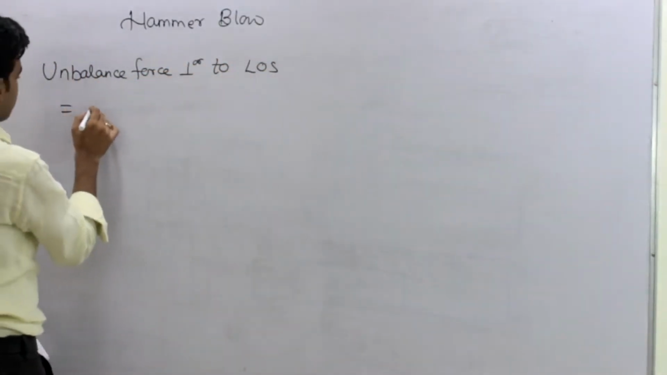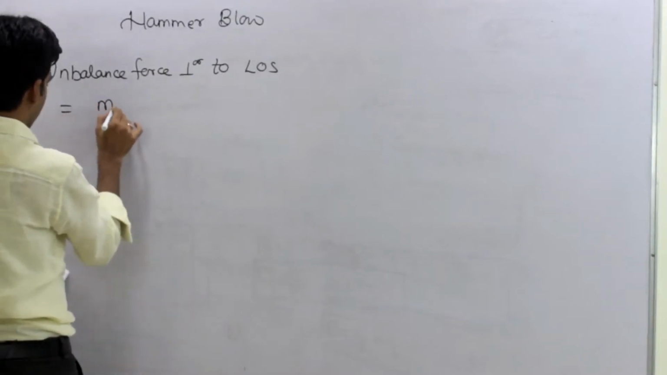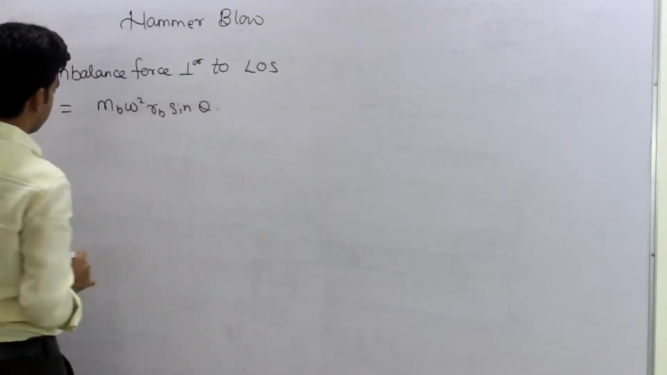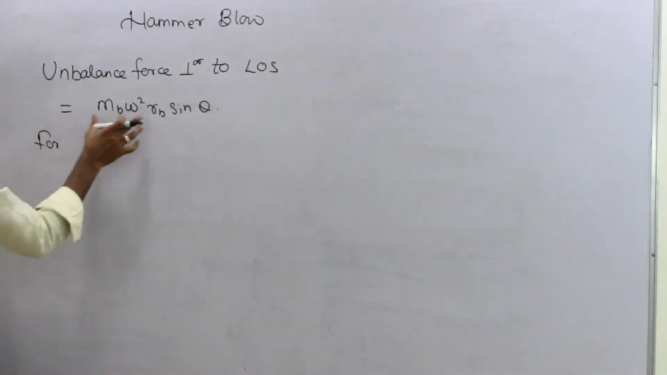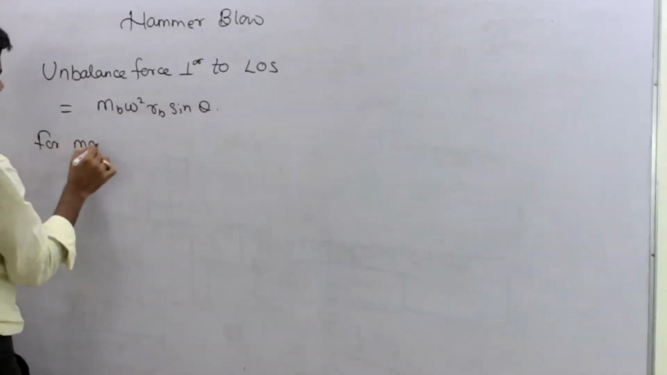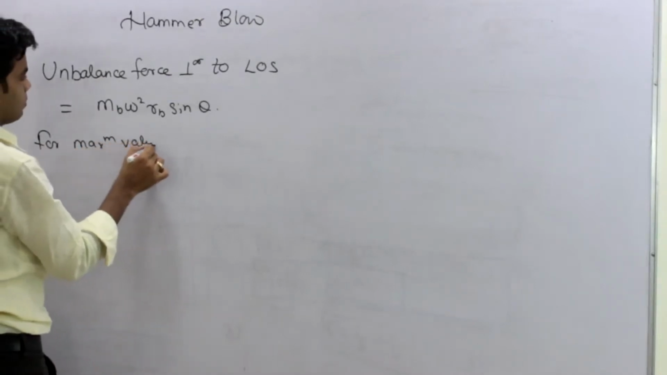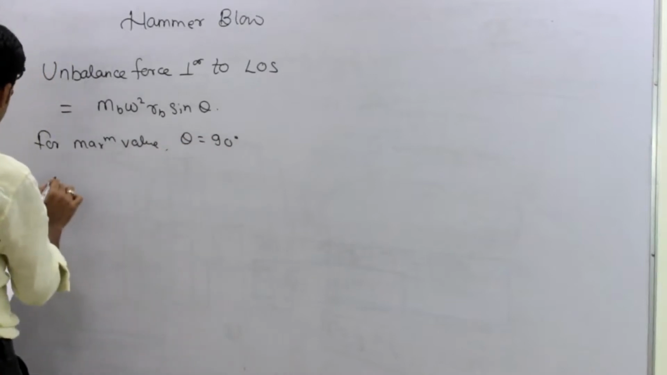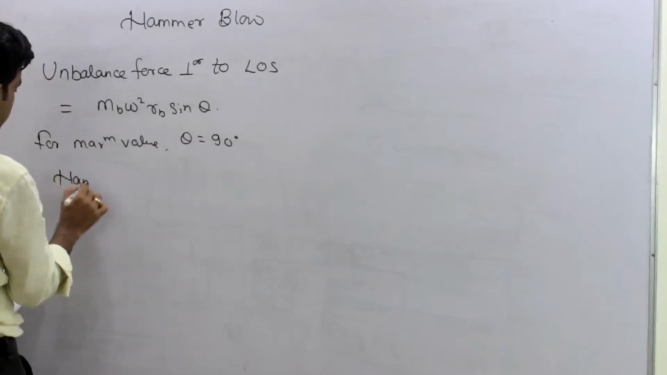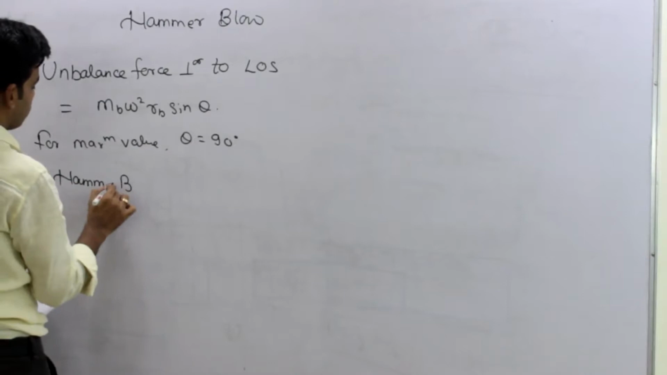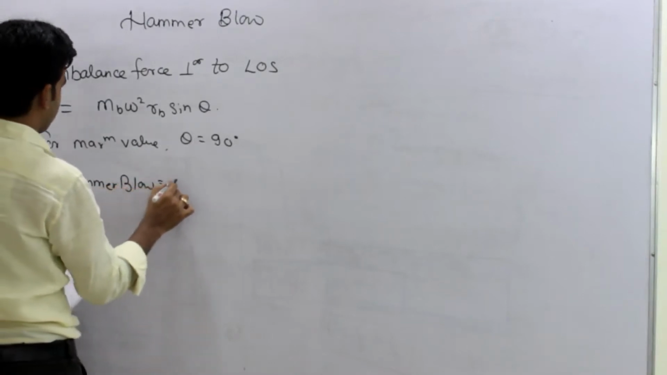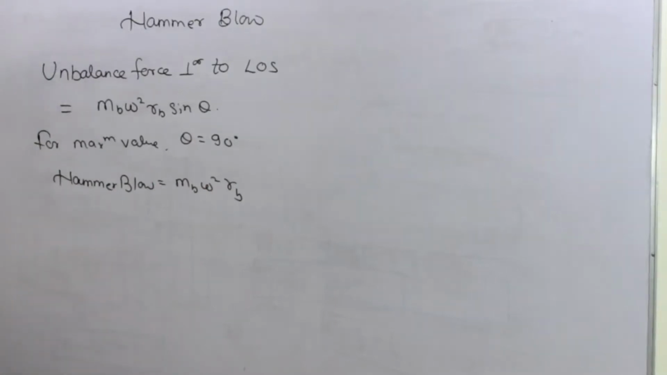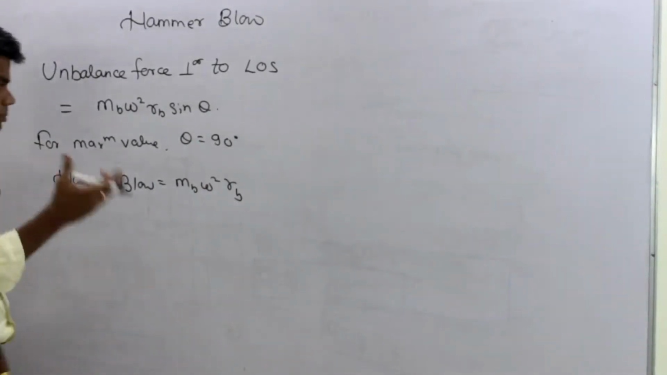we have already determined this. How much is this unbalanced force? m_b omega square r_b into sine of theta. The maximum value of this unbalanced force occurs when theta is equal to 90 degrees. Therefore the hammer blow, the maximum value, will be equal to m_b omega square r_b. Getting this? This is the maximum value of the unbalanced force.